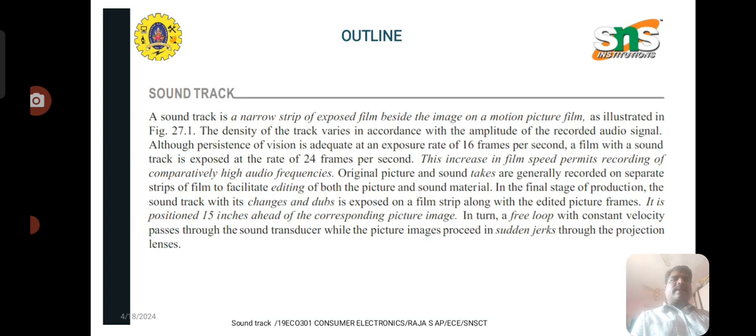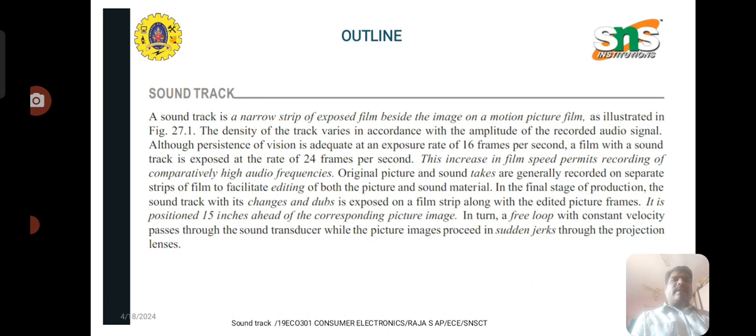A soundtrack is a narrow strip of exposed film beside the image on a motion picture film, as illustrated in the next figure. The density of the track varies in accordance with the amplitude of the recorded audio signal. Although persistence of vision is adequate at an exposure rate of 16 frames per second, a film with a soundtrack is exposed at a rate of 24 frames per second. This increase in film speed permits recording of comparatively high audio frequencies.